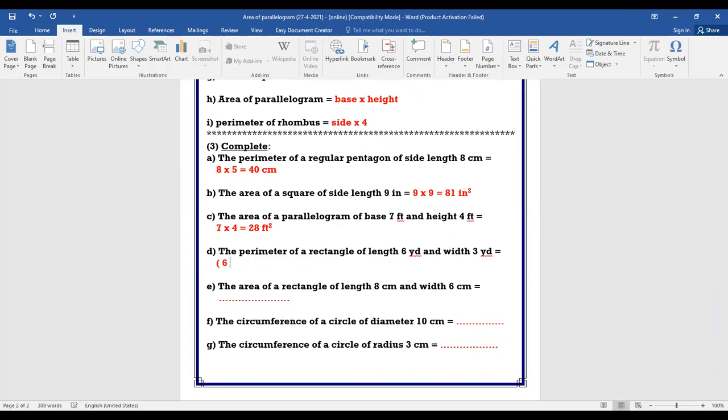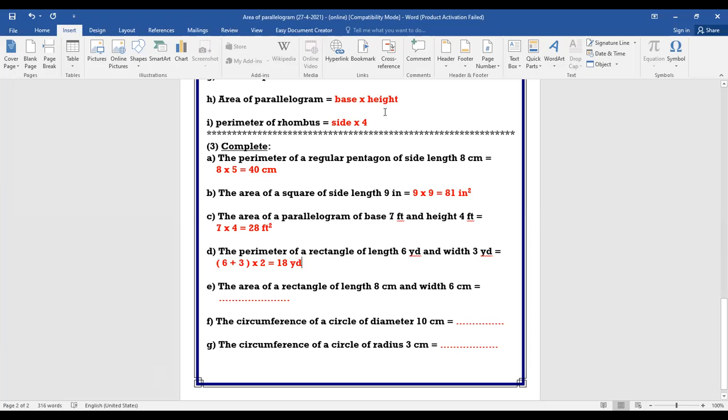6 plus 3, multiply by 2. 6 plus 3 equals 9. 9 multiplied by 2 is 18. 18 yards. Okay, thank you, Ady.